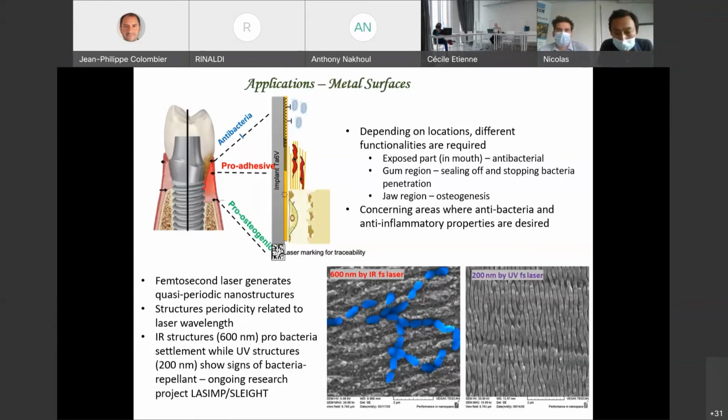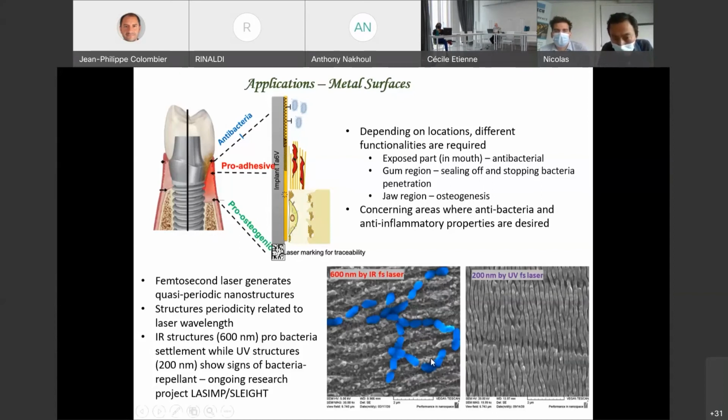And as Nicolas just said previously, with femtosecond laser, we can generate quasi-periodic nanostructures. They are called ripples or lips. These nanoscale structures have periodicities very closely related to the laser wavelengths that we use to irradiate the material. With infrared ultrafast laser pulses, we can generate laser nanostructures, ripples of 600 nanometers periodicity. It turns out as in the small SEM image.